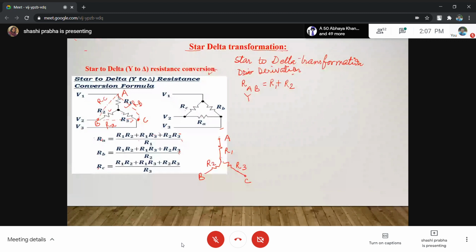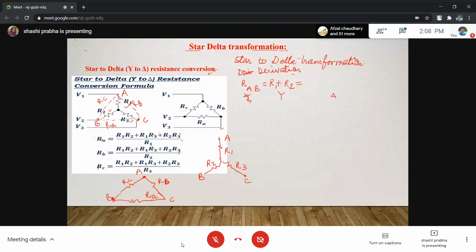But when you take the delta, see, this is a delta. This is A, this is B, this is C. ठीक है ना? A, B and C. This resistance is RC, this resistance is RB and this resistance is RA. Now what is the resistance between A and B? ये हमने लिया है star. And if I take a delta, what is the resistance between A and B? Don't you find RA and RB are in series, in parallel with RC?